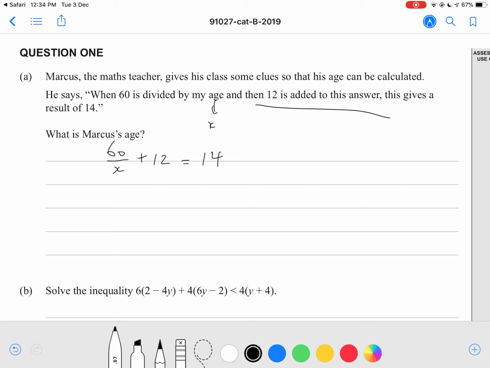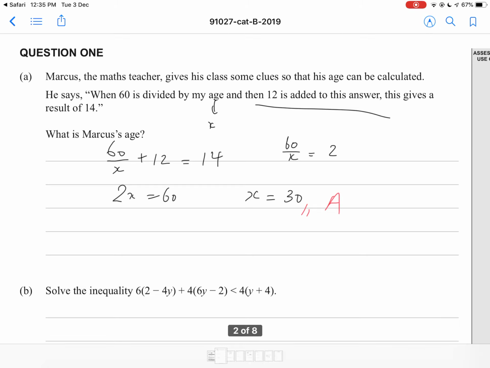And now we can rearrange to solve for this equation. If we move the 12 to the other side, we'll get 60 over x is equal to 2. If we move the x to the other side, it becomes multiplied by x, so therefore 2x equals 60, and hence you can find out that x equals 30, which should be your final answer here, and this should simply be an achieved question.